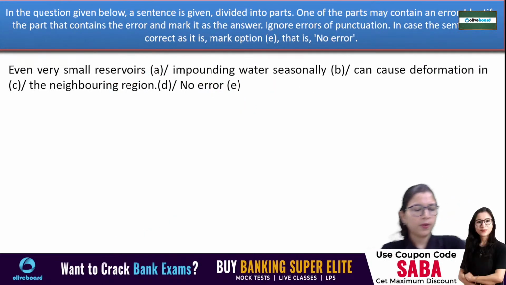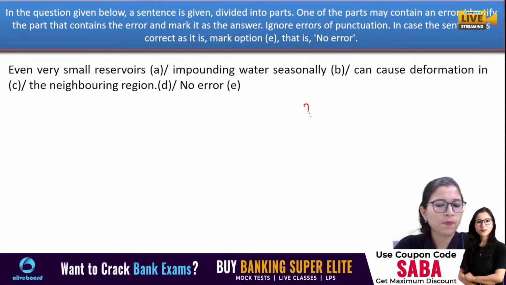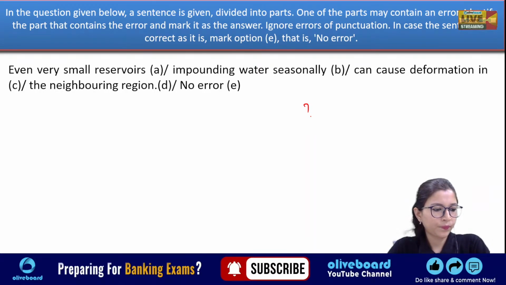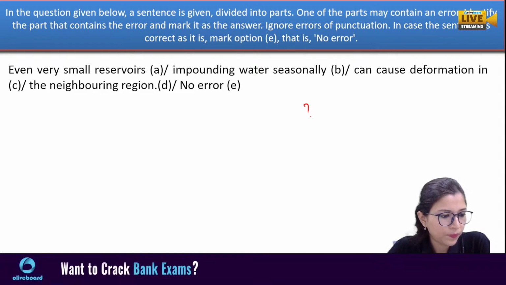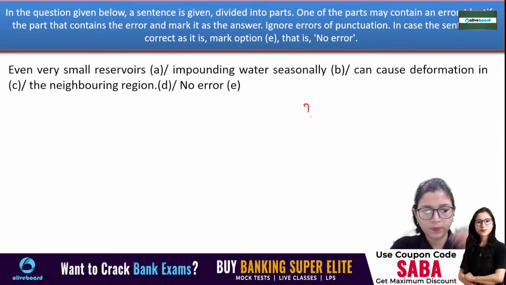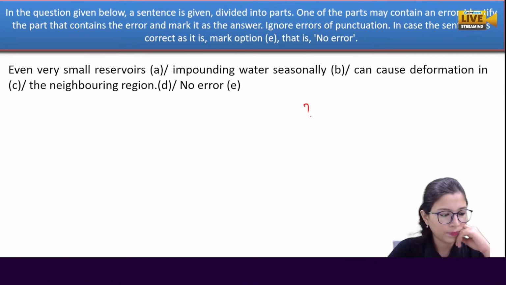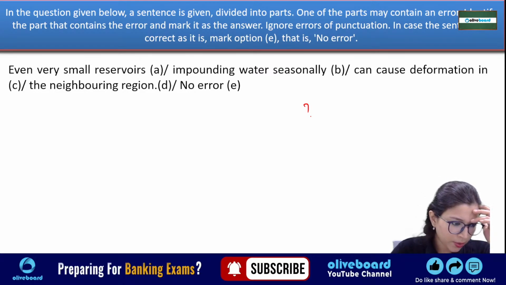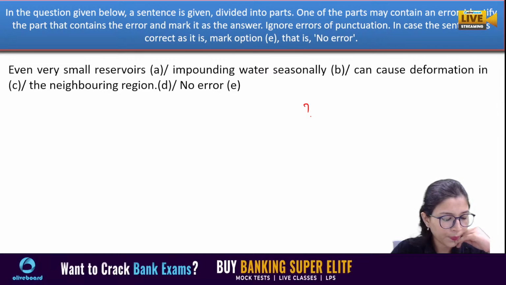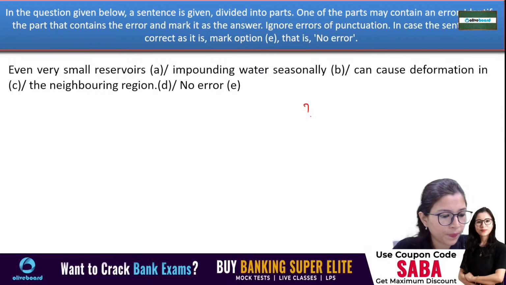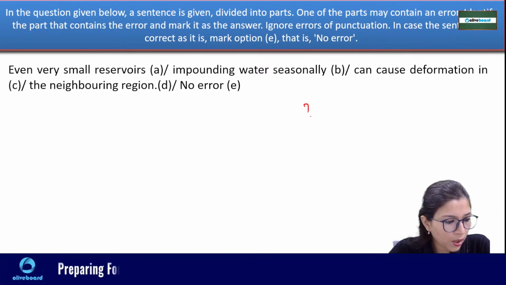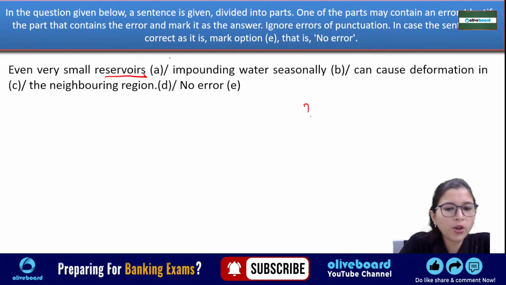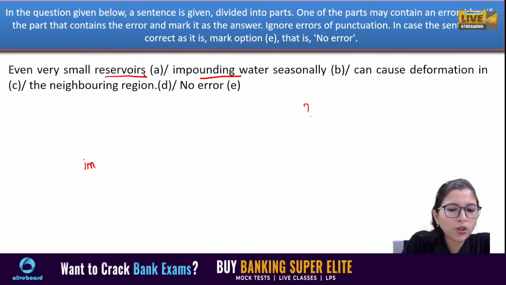So let's move to the next question, guys. Spotting error continues. A good question. Invincible B, Apurv, no error. Jagdish, no error. Chetna, no error. Everyone, guys, please. E, E, E. Maximum are saying E except one or two. Even very small reservoirs. What is the meaning of the word impounding? Can you tell me what is the meaning of the word impounding?